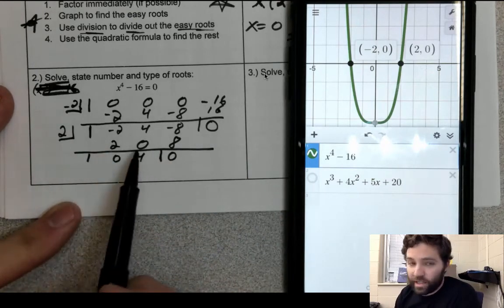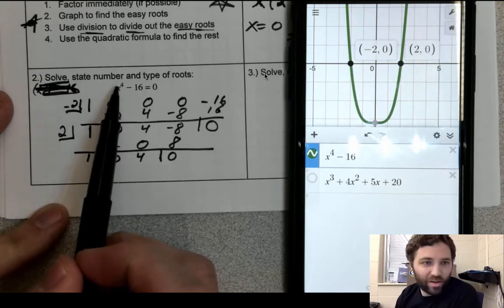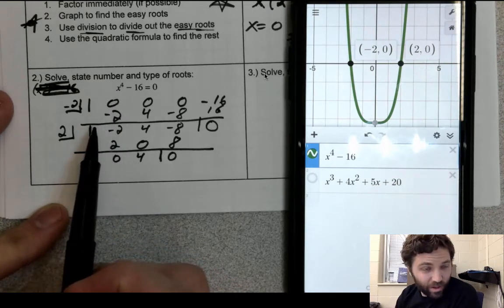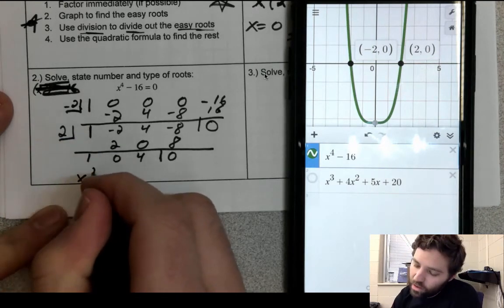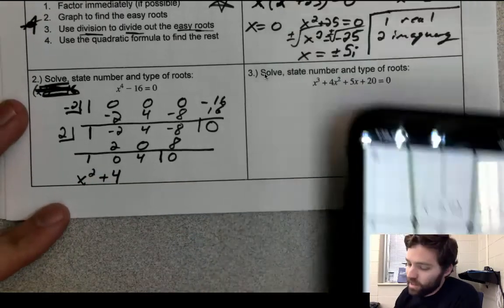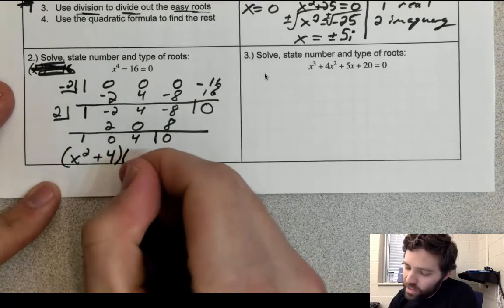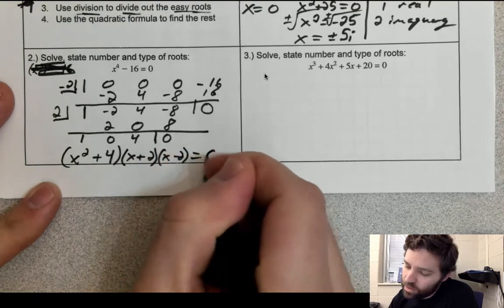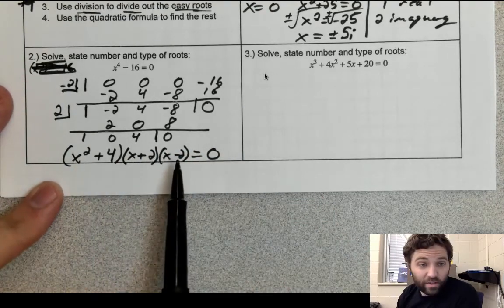And so now we need to analyze where I'm at here, okay? So I started off as a 4th power polynomial. I did division once, so that'd be a cubic, 3rd power. I did it again, that'd be a 2nd power then. So this would be x squared plus 4. So if I was to stop right here, this is the equation that I would have. X squared plus 4 times x plus 2 times x minus 2 equals 0. Okay? I can set each piece equal to 0 and solve.